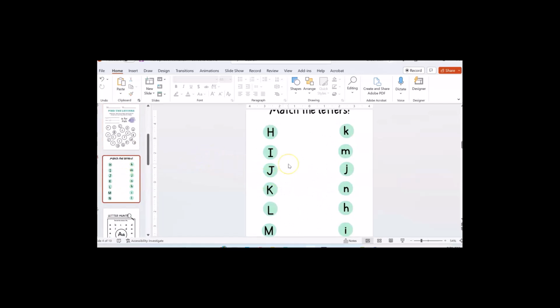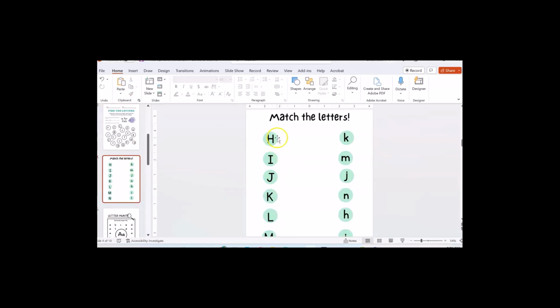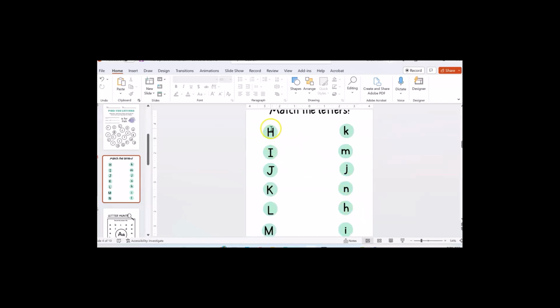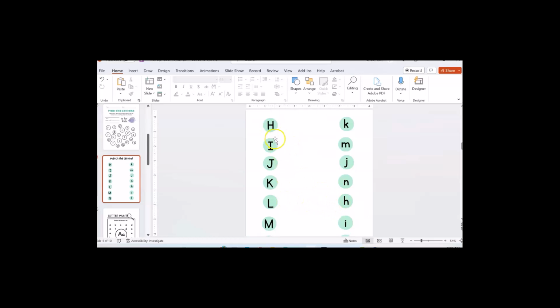Also, being able to identify the uppercase letters or capital letters and the lowercase. So this would be just a draw line, so you're matching. Draw a line from there to there, and then I goes to there, K goes to there.